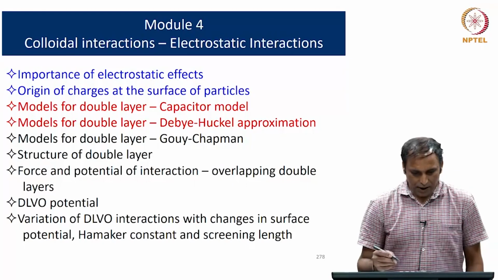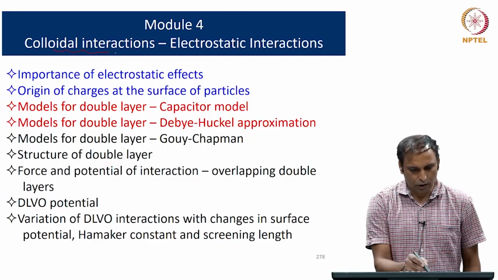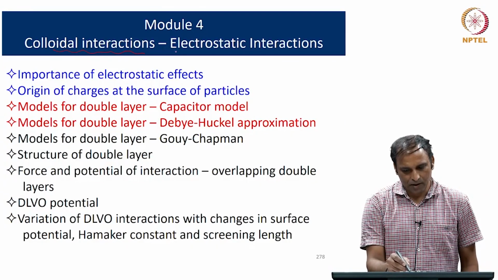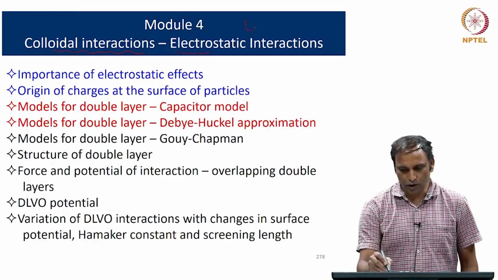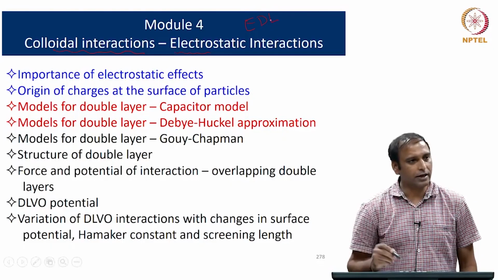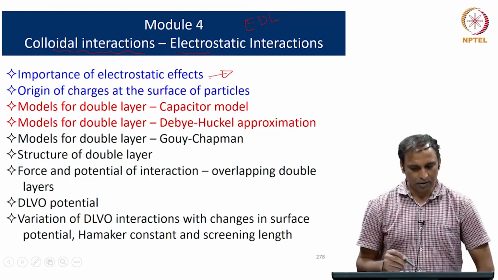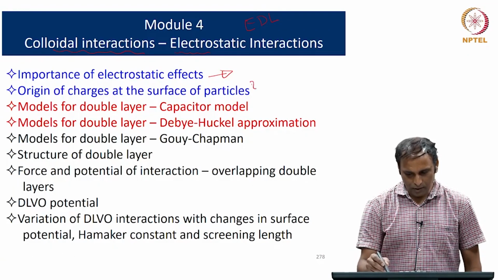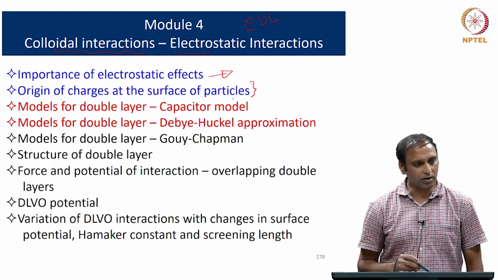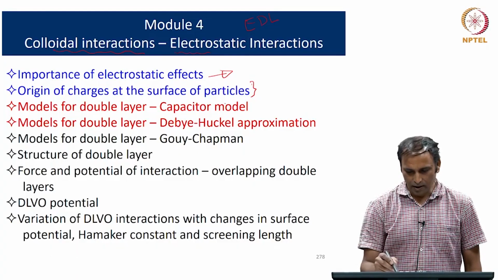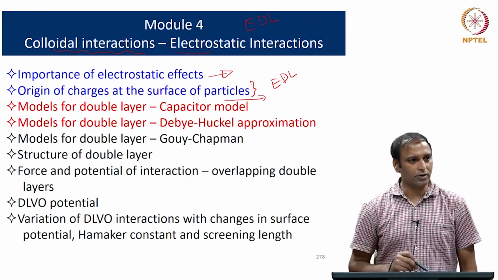Okay, so in the last class we started off with module 4, which is colloidal interactions in terms of looking at what are called electrostatic interactions, or also called electrical double layer interactions. Okay, so we had briefly talked about why we are trying to look at this particular module, and also about the different ways by which the particle surface gets charged. I had also mentioned the electrical double layer concept as well.